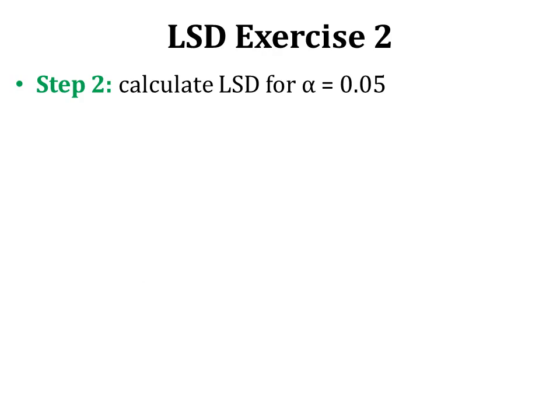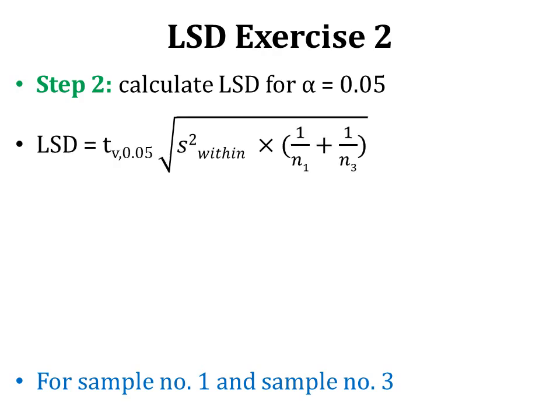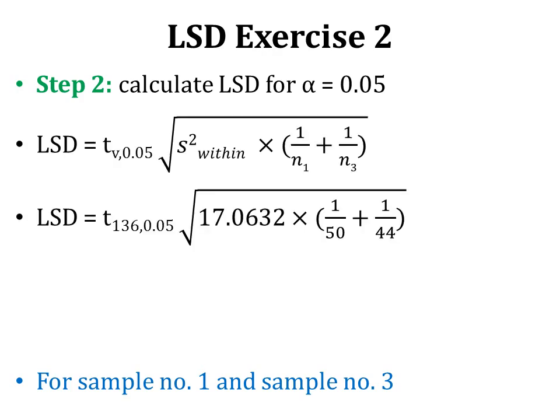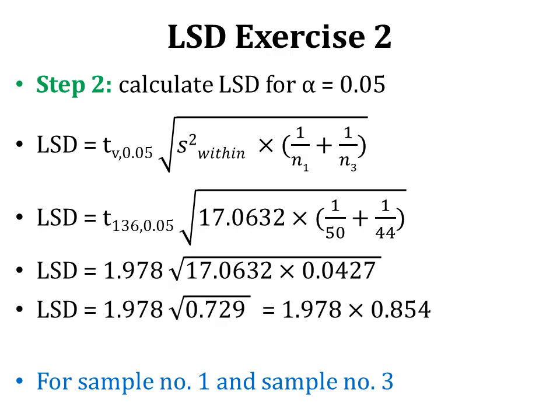Now, in the second part of step number 2, we are going to calculate LSD for the 0.05 significance level for sample number 1 and sample number 3. So we have the input of values, and in this case, the number of observations is different. The number of observations in sample number 1 is 50, and in sample number 3 is 44. So we further input and calculate the values. We get 0.729. When we multiply the square root of this value with the t-value, we get our LSD, which is 1.689. Now this is LSD at 0.05 for sample number 1 and sample number 3, right?